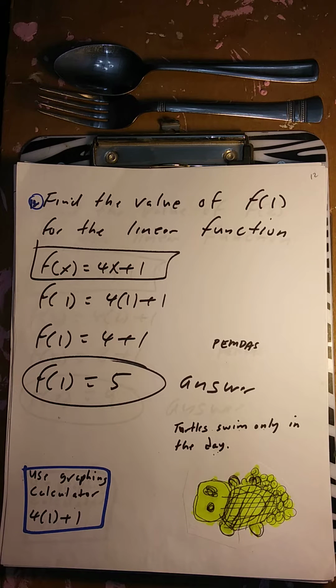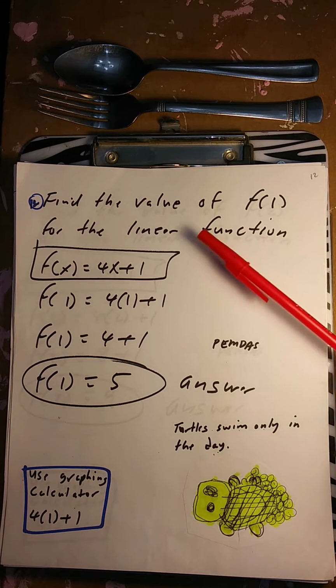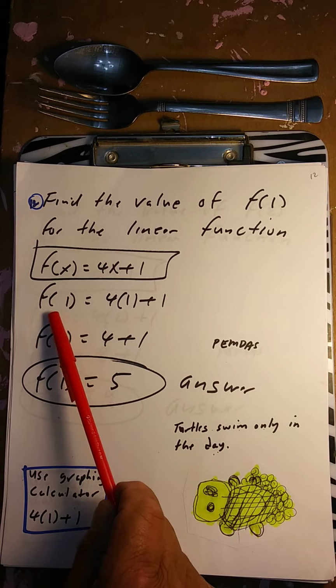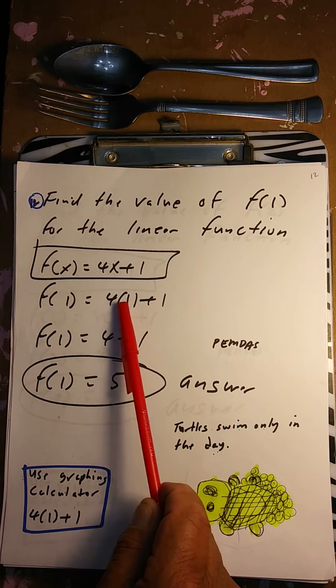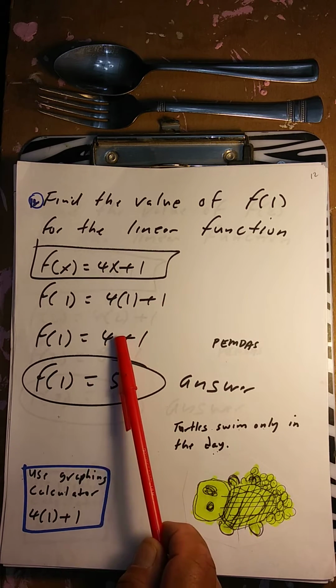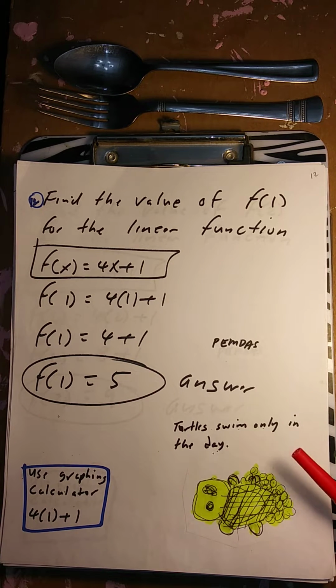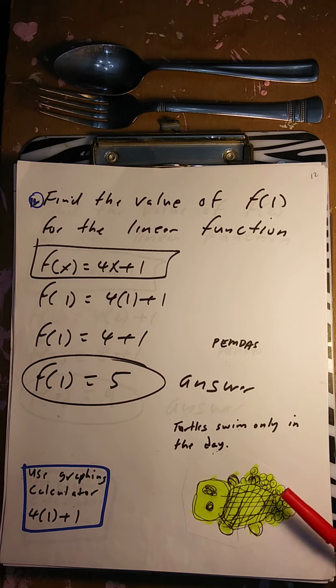Alright. Find the value of f of 1 for the linear function f of x equals 4x plus 1. So f of 1, put it right there, and multiply first, order of operations. 4 times 1 is 4, plus 1 more is a 5. Okay? And turtles swim only in the day. That's a turtle right there. Check it out.